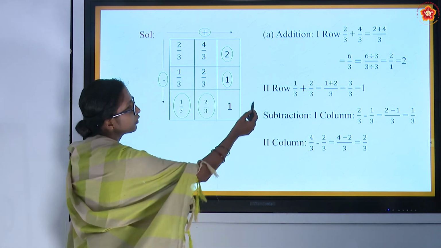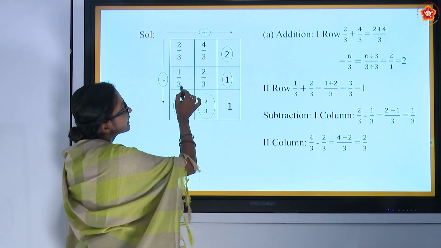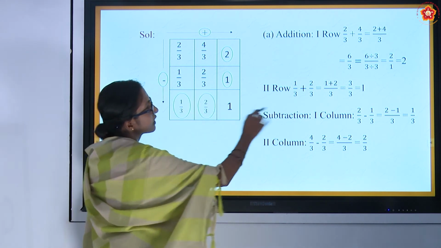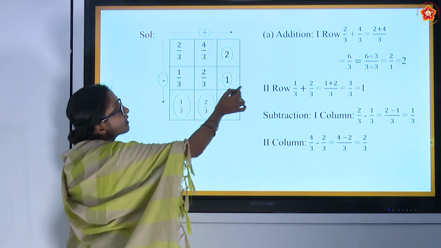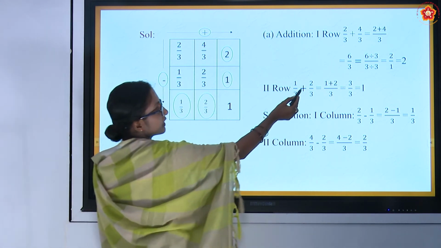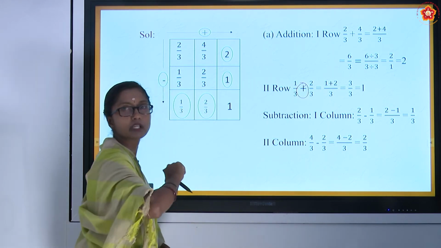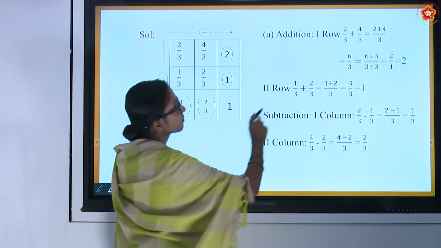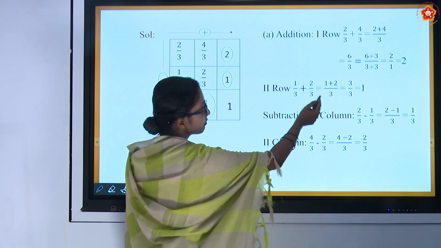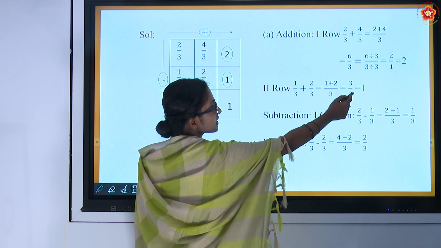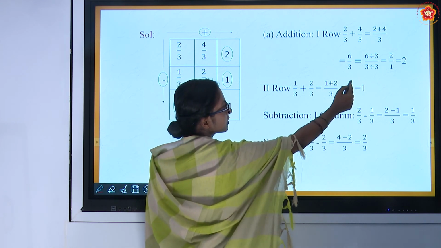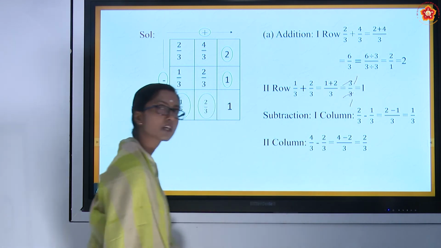Now let's come to row 2. 1 by 3 plus 2 by 3. As they are saying row wise addition, we are taking it as the plus sign. Fine. We are adding them. Denominators are same, add the numerators. 2 plus 1 divided by 3, that is 3 by 3. 3 ones are 3. So the answer is 1.